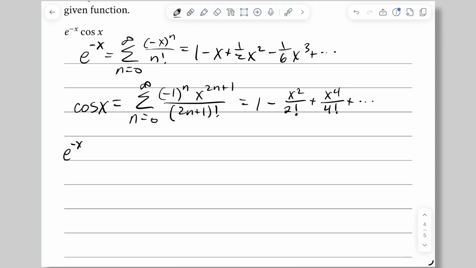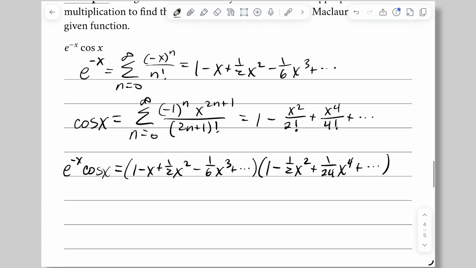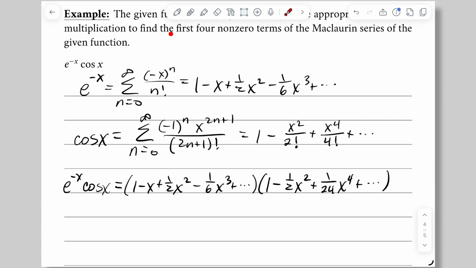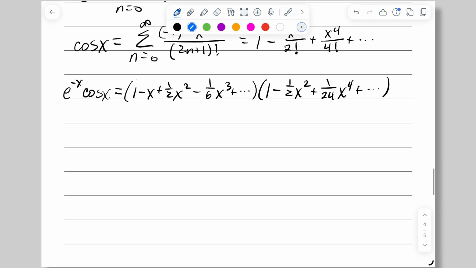What we're looking for is e to the negative x times the cosine of x. Well, that's going to look like 1 minus x plus 1/2 x squared minus 1/6 x cubed, and so on. I don't know how many terms we need. If we need more, we can generate them. That's for our e to the negative x, times 1 minus 1/2 x squared plus 1 over 24 x to the 4th, and so on. And again, we can generate more terms if we need to. The thing that we're shooting for, though, is we want the first four non-zero terms of the Maclaurin series for the function. And we're going to do this just by good old-fashioned multiplication.